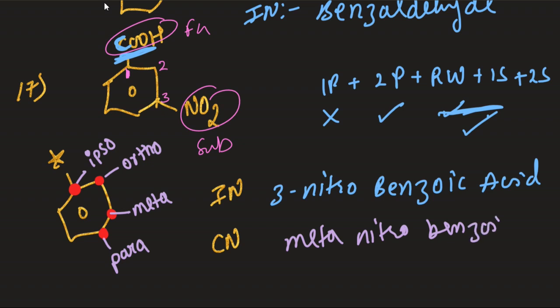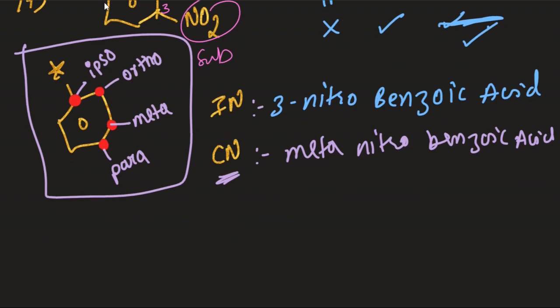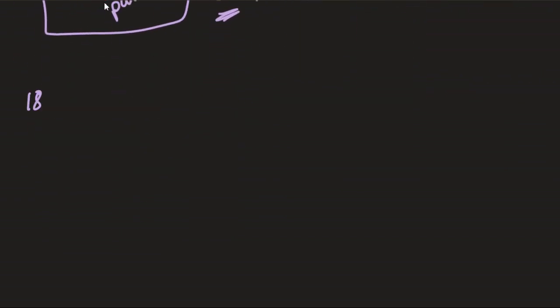Meta-nitrobenzoic acid. So this term: meta, ortho, meta, para. Okay, this is one concept. The concept of ortho, meta, para should be included while writing the common name, whereas in the IUPAC name, you have to include the numbers. Okay, right. Moving to the next one, 18th one.